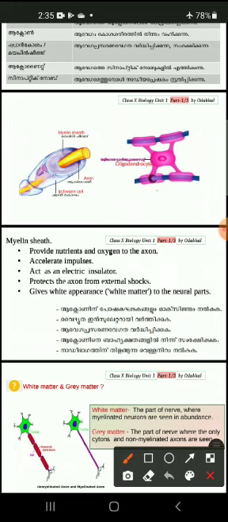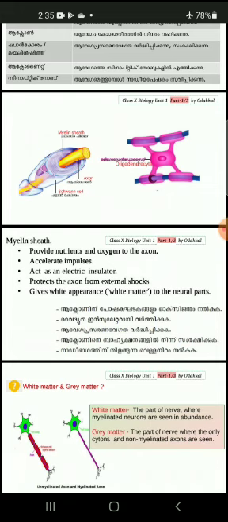Then a minor function is also there for a myelin sheath, that is, it gives a white appearance to the neural parts. We had already studied that the part of the nervous system which contains myelinated neurons is known as white matter, because the lipid present in the myelin sheath is shiny white in color. Because of this lipid, the myelin containing part will appear white. So that point regarding the function of myelin sheath is of less importance. If you wish, you can write it there.